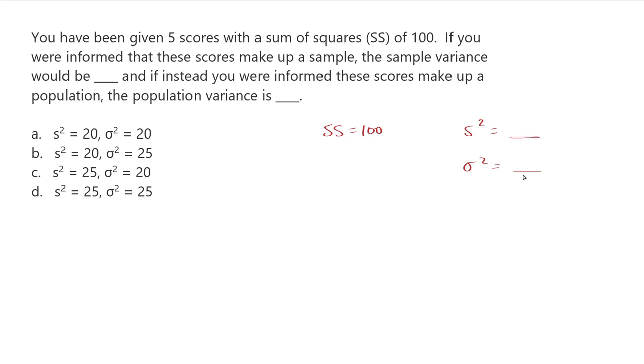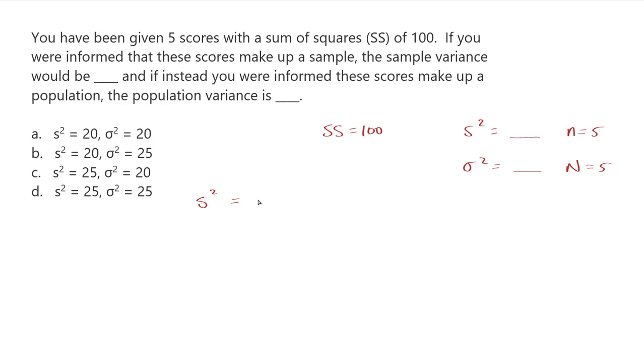So this is what we have to figure out. We know that n is 5 scores, and so we know that if we're dealing with a sample, that would be that small n is equal to 5. If we were dealing with a population, we would be calling that big N is 5. Okay, so we need to figure out how to work these out, and actually they're fairly straightforward.